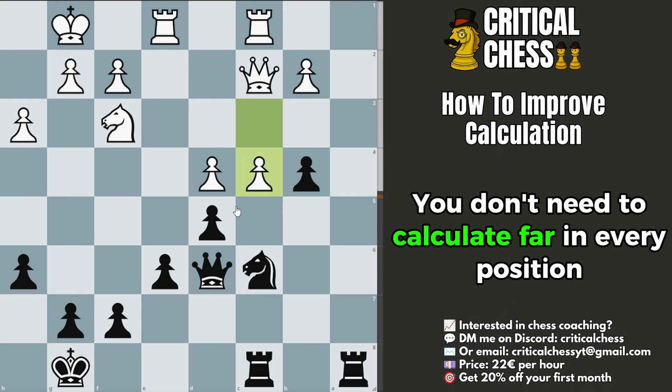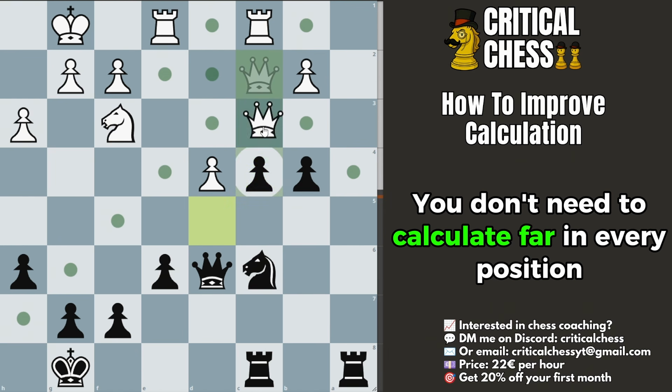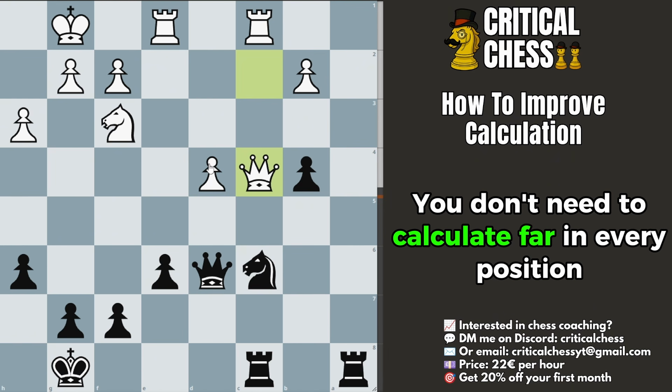So now you need to start calculating more and more precisely. You need to start determining what's going on. Okay, do I take? Do I not take? Do I go here? Do I try to double up on the A file? So what do I do? And then you need to evaluate those positions as well. And in this case, the best thing to do is actually to take, because after queen takes on c4, this is an isolated pawn now. And also this square is kind of weak. You can occupy it with the knight.